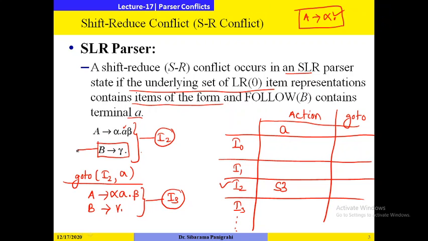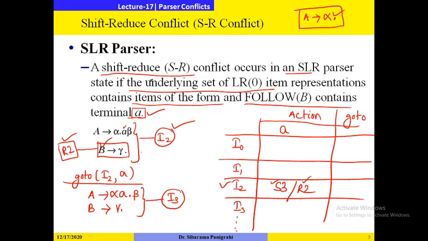Let's say this is production number 2, so you will write R2. Where will you write R2? Under the follow of B, because this is an SLR parser. If the follow of B contains the terminal a, then under the I2 row, a column, we will write R2. So when I2 sees a, whether it will perform S3 or the reduction R2, there arises a conflict. As the conflict is between shift and reduce, it is called a shift reduce conflict.